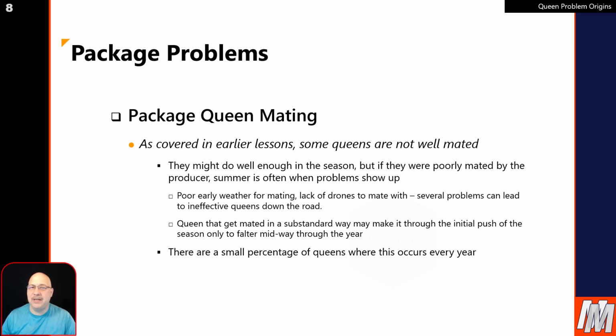An average queen should be mated with at least 15 drones, and the numbers can go significantly higher than that. But you need to recognize that they can also go significantly lower than that, and this is where a queen can run into problems. It happens with a small percentage of package installations every year.